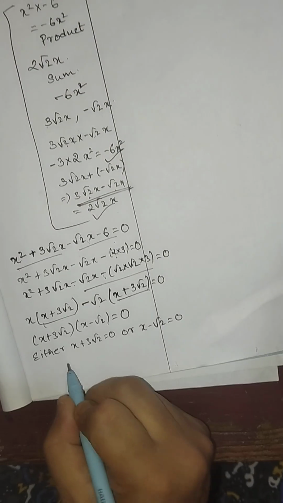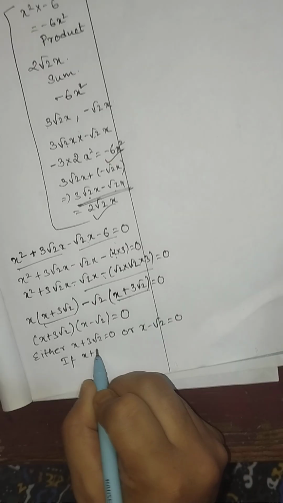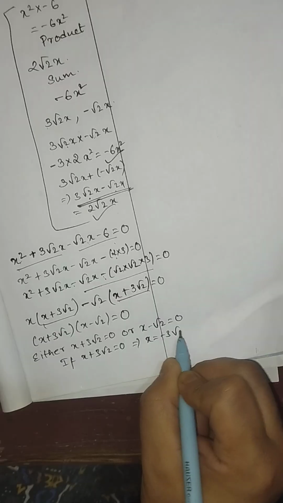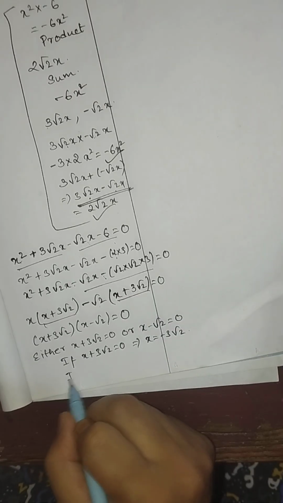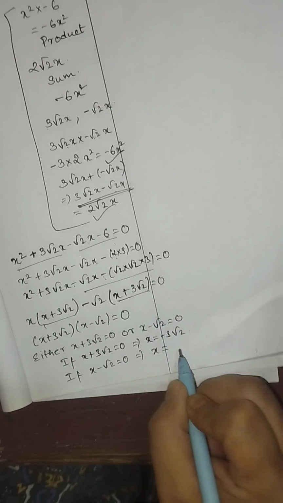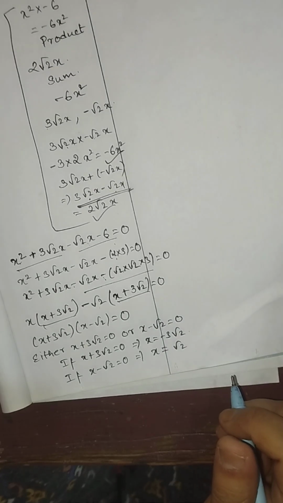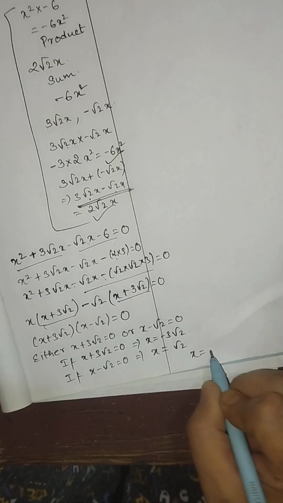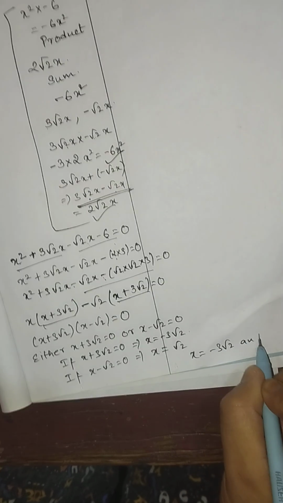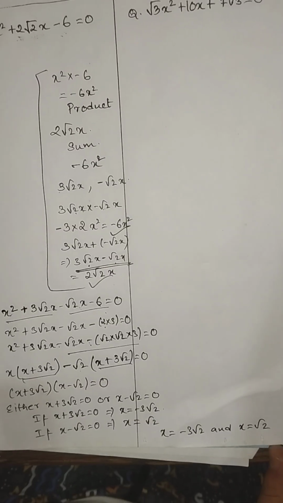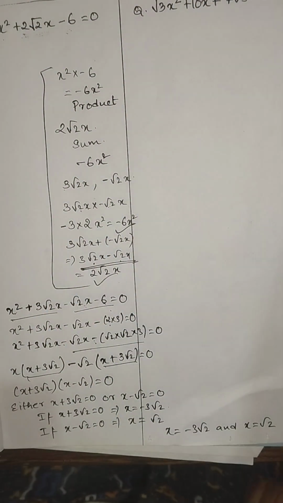ठीक है? So now if I take x plus 3√2 equals to 0, this implies x will be equal to minus 3√2, ठीक है, पहला वाला हो गया. And if x minus √2 equals to 0, then this implies x equals to √2. This is the process of transposition, ठीक है. So at the end what do we get? At the end we get x equals to minus 3√2 and x is equal to √2. Alright, so I guess you understood the entire step. If you want to take a screenshot of this, you can take it out. Alright, so hopefully you understood this part.